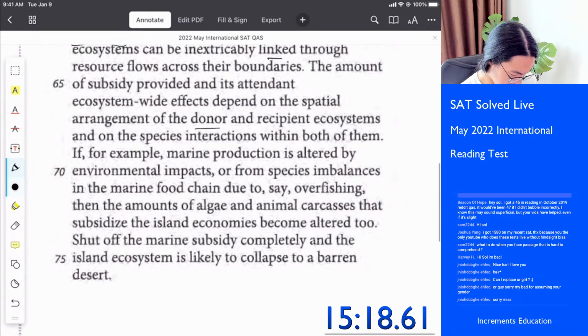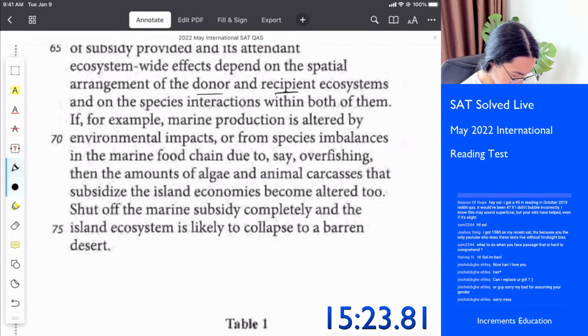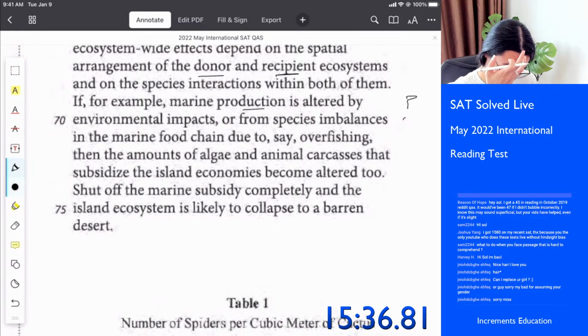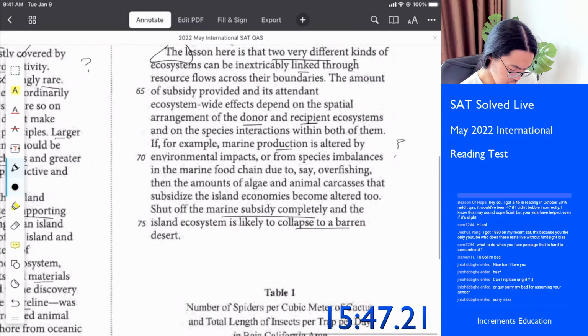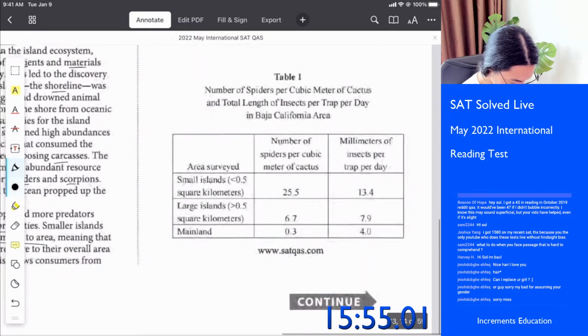The donor, I'm assuming this is the mainland, and the recipient ecosystems. For example, if marine production, I still don't know what production means, is altered by environmental impacts or by species imbalances in the marine food chain due to overfishing, then the amount of algae and carcasses subsidized becomes altered too. Ooh, I do not know what production means in this context. Wow, what the hell? Okay, how long did that take me? That took me 5 minutes and 30 seconds so far.